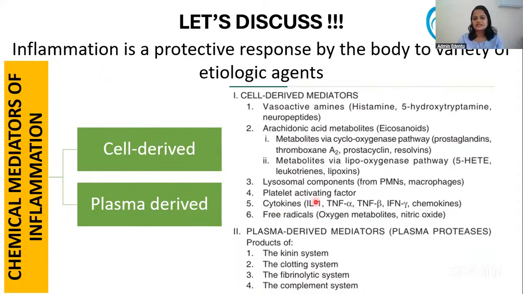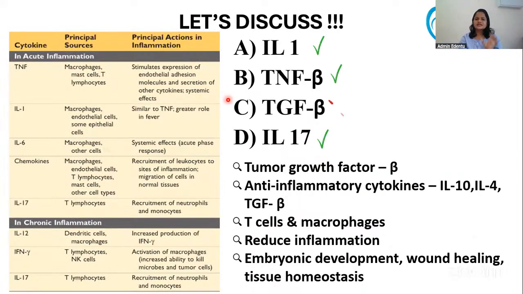So let's have a look at some of the cell derived mediators: the vasoactive amines, arachidonic acid metabolites, lysosomal components, cytokines, and free radicals. Among these, the cytokines are very, very important. Lots of research is happening around the cytokines. So let's have a look at what these cytokines are. Cytokines are polypeptide substances that are released during inflammation and act as mediators of inflammation. They are mainly released from T lymphocytes and the macrophages or monocytes. They are the main components which release the cytokines.